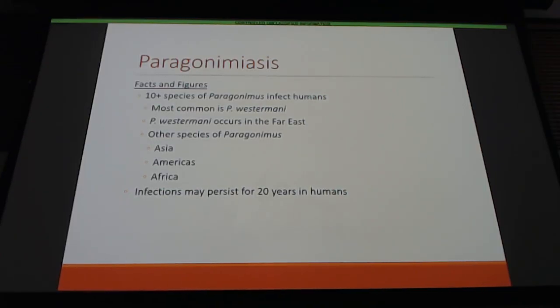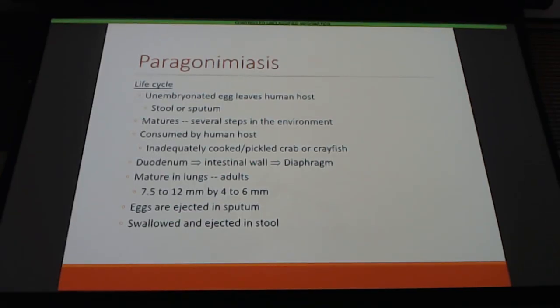All right. So we have other species and other places that this stuff occurs. Asia, Americas, and Africa. When they say Americas, North America, Central America, and South America. Okay? All those places have this problem. And it's usually consumption of freshwater crustaceans that contaminate the larvae in most of these. Okay.